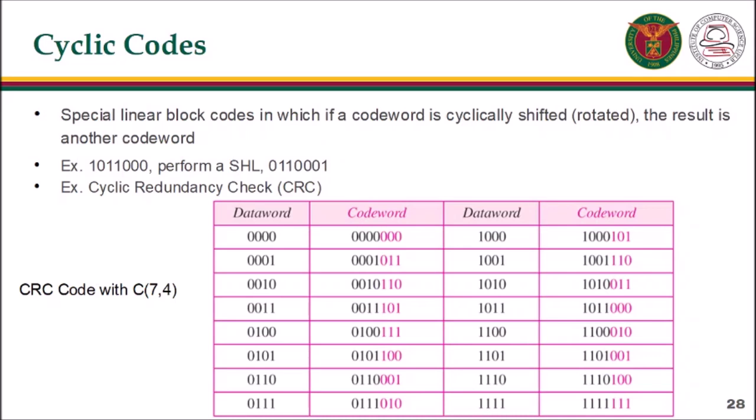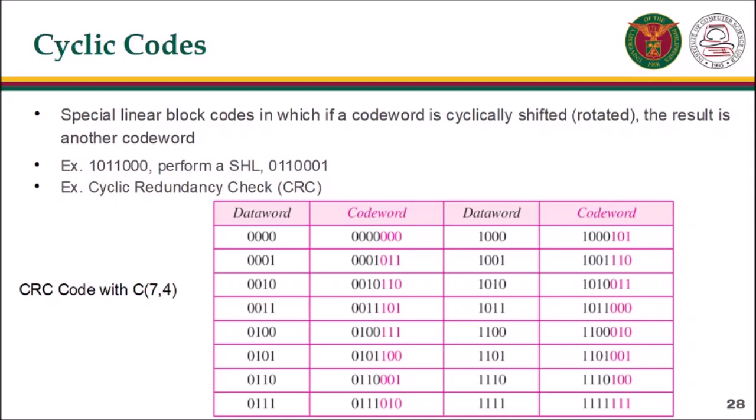Cyclic codes are special linear block codes with one extra property. In a cyclic code, if a code word is cyclically shifted, the result is another code word. For example, if 1011000 is a code word and we cyclically left shift, then 0110001 is a code word.